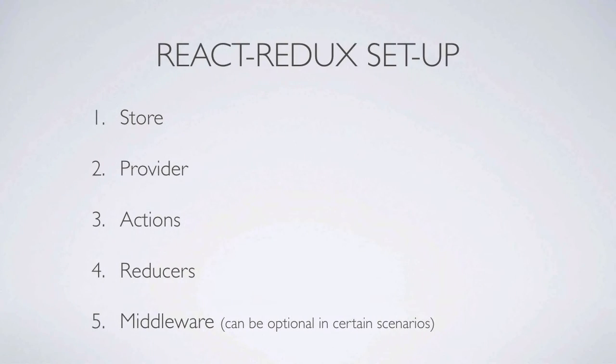A React Redux application is made of 5 elements: one store, a provider, actions or action creators, reducers, and middlewares. I will show you the workflow of a React Redux application, but don't worry if it looks complicated to you. When you start coding it, it will look much simpler.